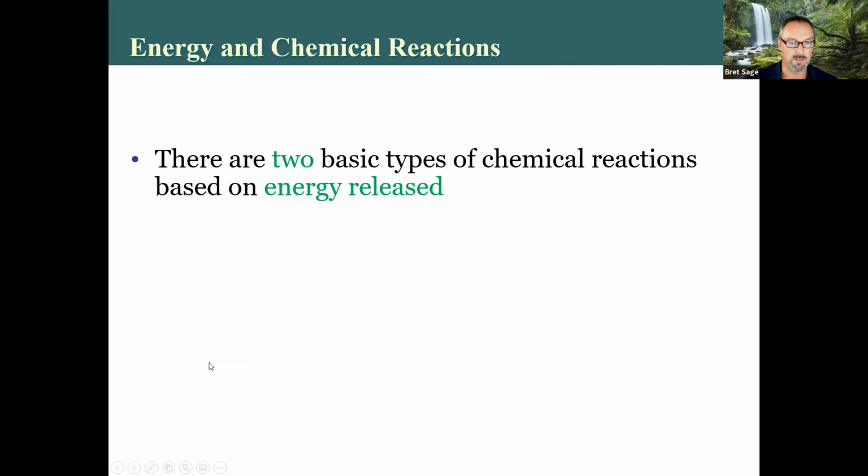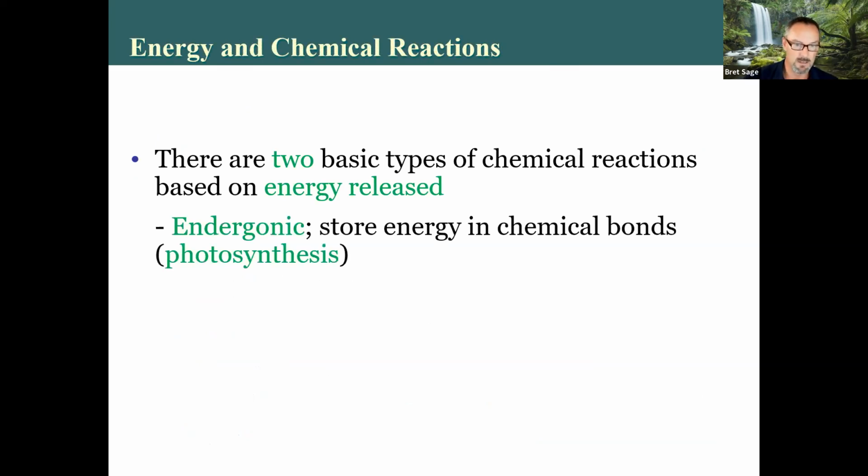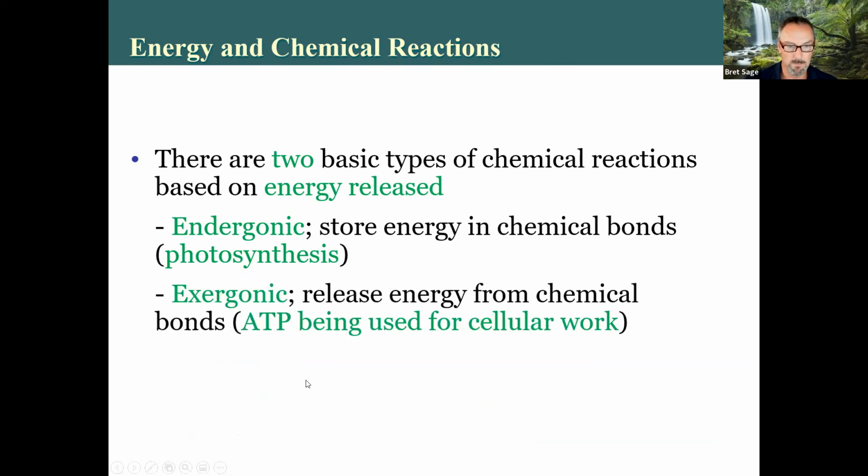Energy in chemical reactions. There are two basic types of chemical reactions based on the energy released. The first is called endergonic, and that stores energy in chemical bonds. A good example of that is photosynthesis. Same kind of thing would be happening if you were building muscle tissue or even storing sugar in the form of glycogen in your liver. Exergonic is the opposite. This is energy releasing. When ATP is being used for cellular work, energy is released, and so these are opposite from each other.